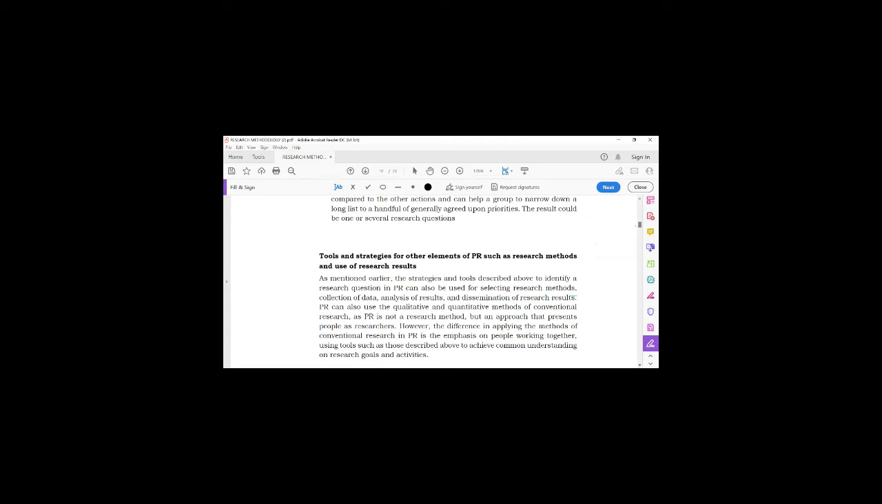What is important over here is, in participatory research, we need to use different research methods and data collection, and you have to see that there are various heterogeneous groups for a homogeneous problem. It is not a research method, but an approach that presents people as researchers. The difference from conventional research methods is the emphasis on people working together using tools such as described above to achieve a common understanding.